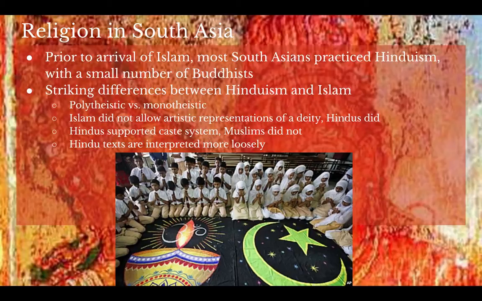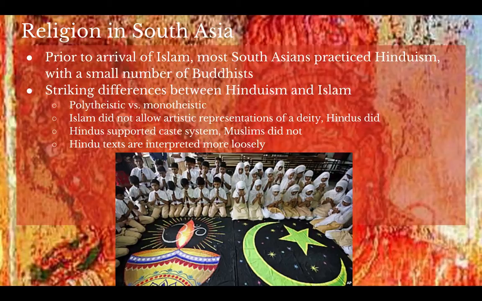In any case, let's talk about religion in South Asia. Before Islam arrives in the region, most people in South Asia, mainly India, practiced Hinduism, and there were still a small number of Buddhists, but as we've already established, Buddhism becomes much more popular in East Asia than it ever was in its birthplace of India. So Islam is a starkly different religion compared to Hinduism, which was the predominant religion before.